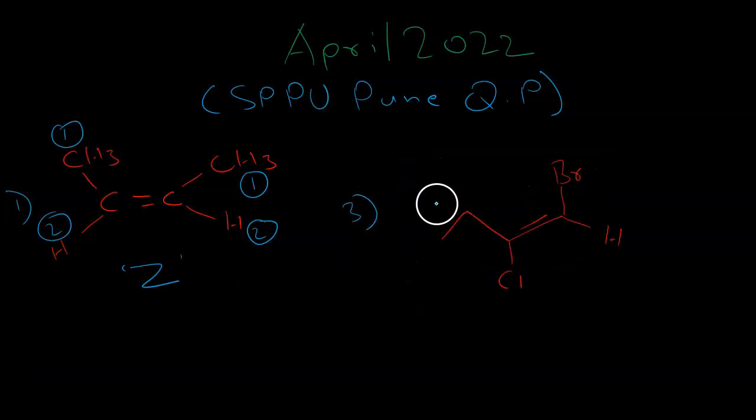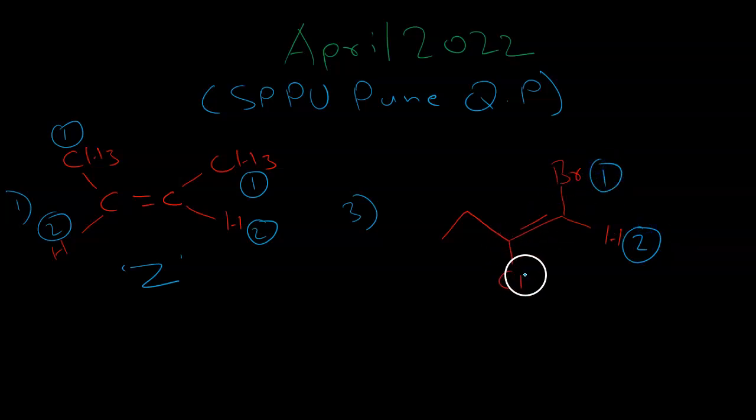This was the third example from the same question paper. Now when you are assigning the priorities, see where the location of the double bond is. So here the double bond is at carbon number 1 and carbon number 2. So firstly assign the priorities. A very simple trick is that hydrogen always has the least priority. So 2 will be for hydrogen and 1 will be for bromine.